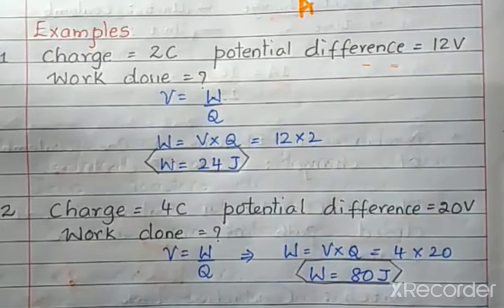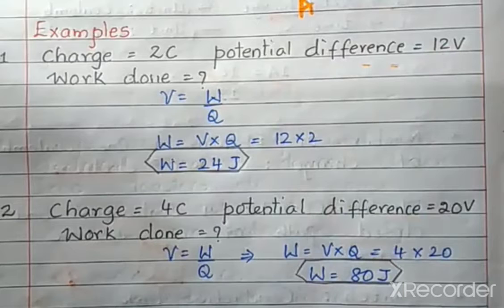Here two problems are there. Charge equal to 2 coulomb. The potential difference is 12 volt. Work done equal to what? Okay, here V equal to work done divided by charge. Work done equal to V into Q, that is 12 into 2. You will get work done equal to 24 joules.